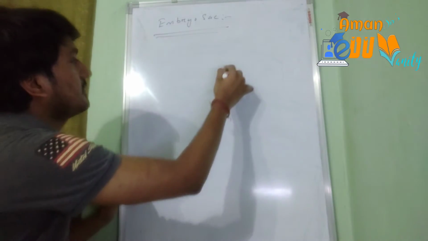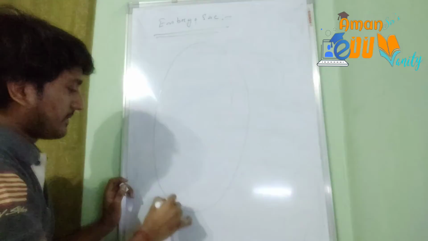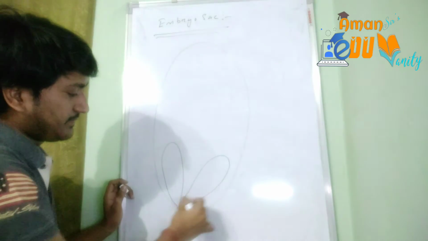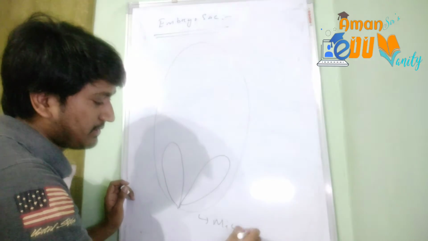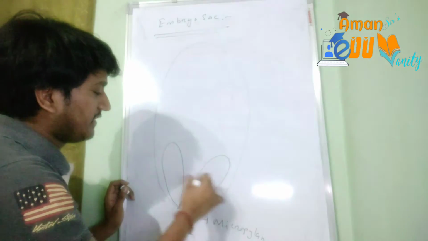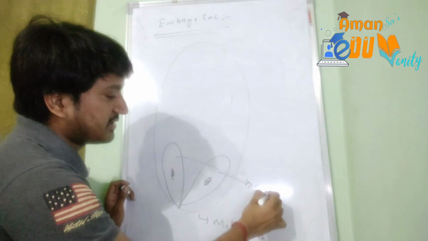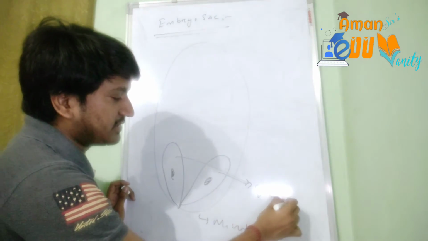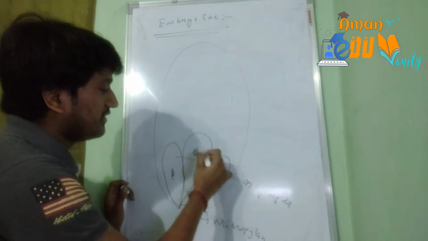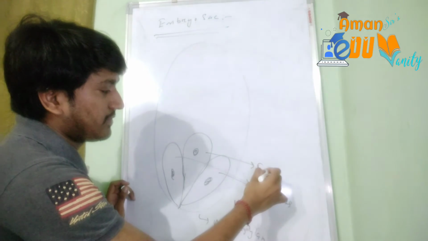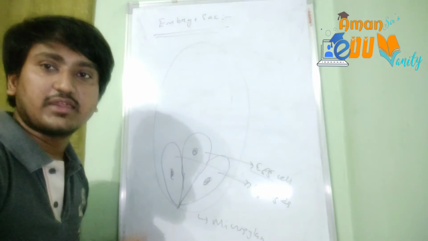Let me draw it just to explain. Okay, so if this is the micropylar end, then 2 cells will be developing here, which will be named the synergids or the helper cells, and within them there will be another cell, which will be the egg cell. Okay, so three of the nuclei are utilized by now.